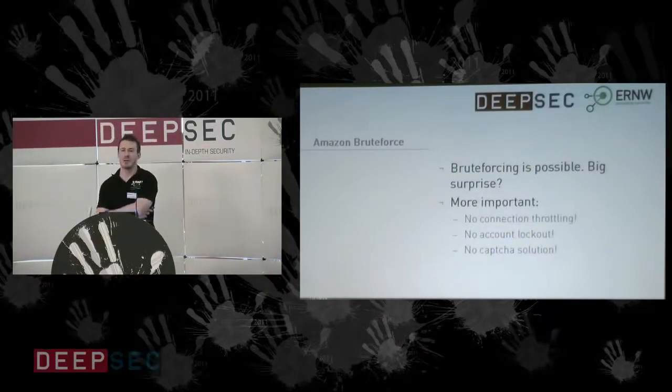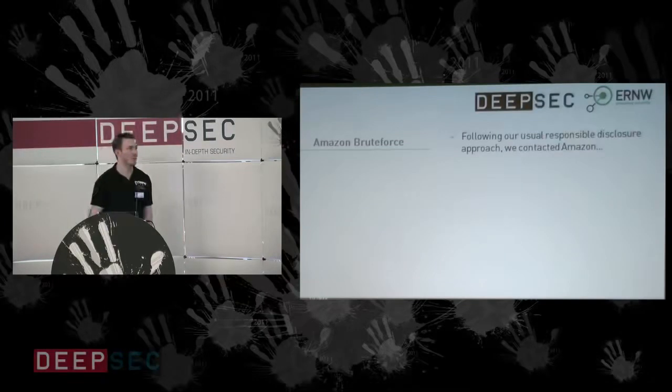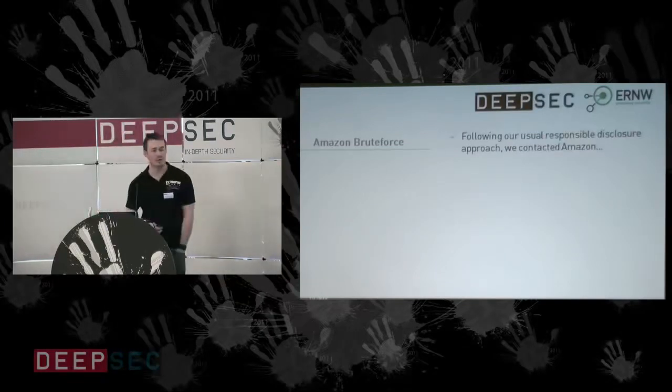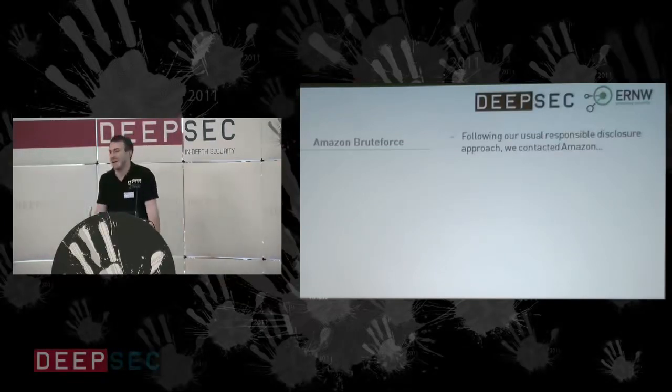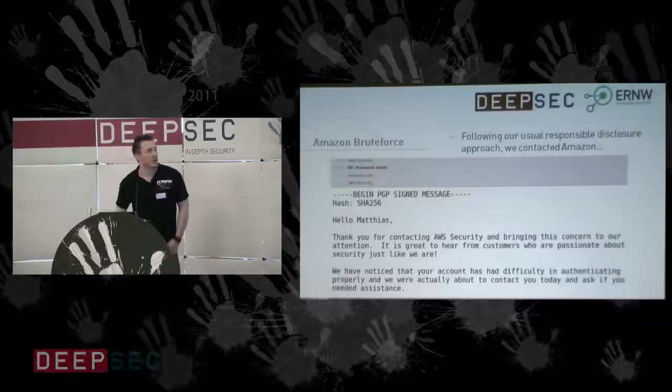The more interesting result was that there was no account logout, no connection throttling, no captcha solutions, and no reaction from Amazon. So no email for us, saying, hey, it seems like your account is being abused or something like that. No reaction at all. So following a responsible disclosure approach, we contacted Amazon and told them, hey, we performed a regular password audit and there was no response from your side.